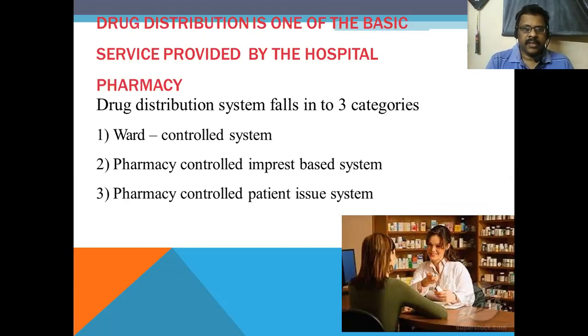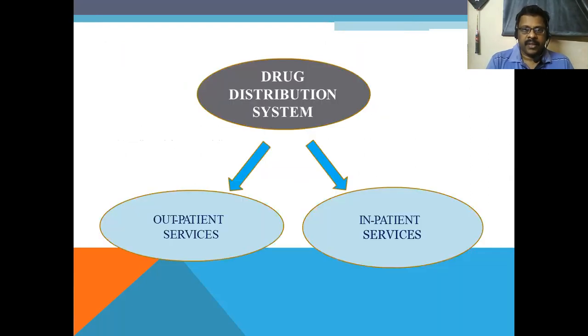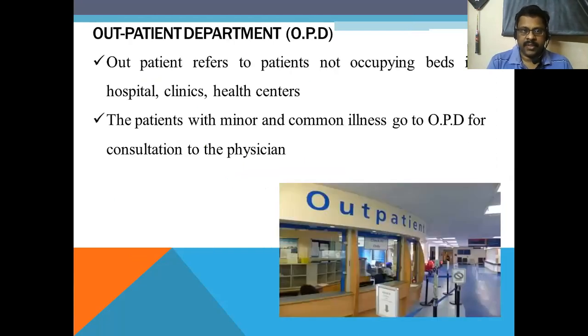This drug distribution system falls in three categories. It is ward controlled system, where we control that system in the ward, pharmacy controlled imprest based system, and pharmacy controlled patient issue system. And this drug distribution system is majorly classified into outpatient services and inpatient services.